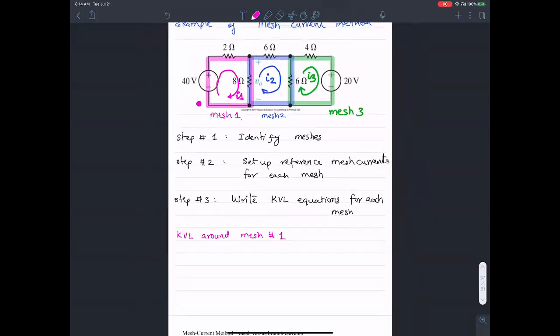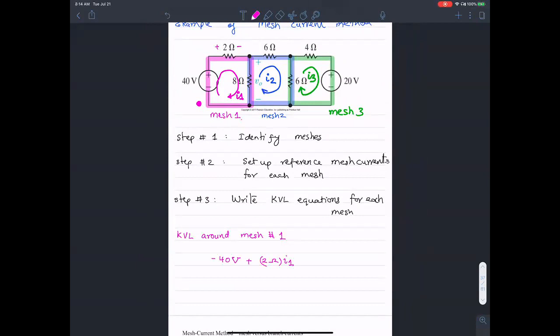So to begin with, I have negative 40 volts. Okay, negative 40 volts for that voltage source, followed by plus 2 ohms into I1. That's the current flowing through the 2 ohm resistance.